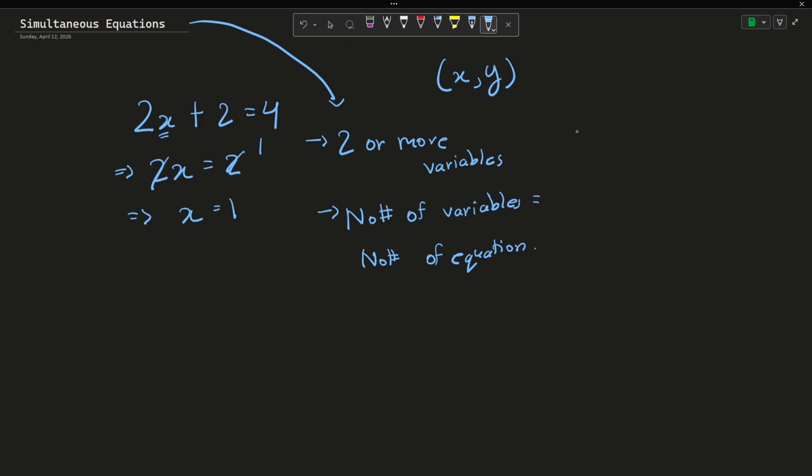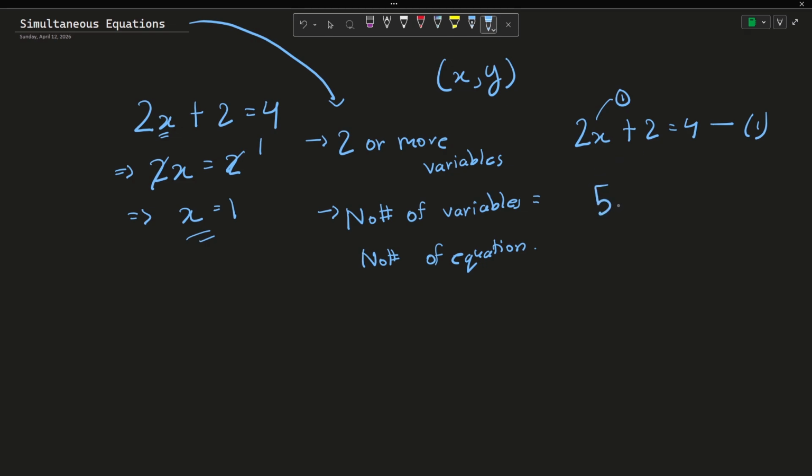So let's see an example first of all. Let us first see the example of our normal equation. That was 2x + 2 = 4. Now in this case, how many variables did we have? We had only one variable. And how many equations did we have? We only had one equation. So in this case, we were able to solve for the value of x because the number of variables and the number of equations was equal.